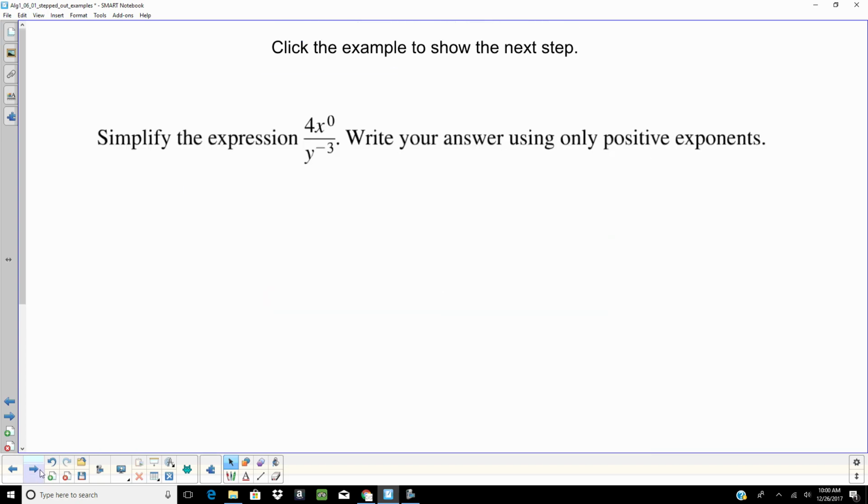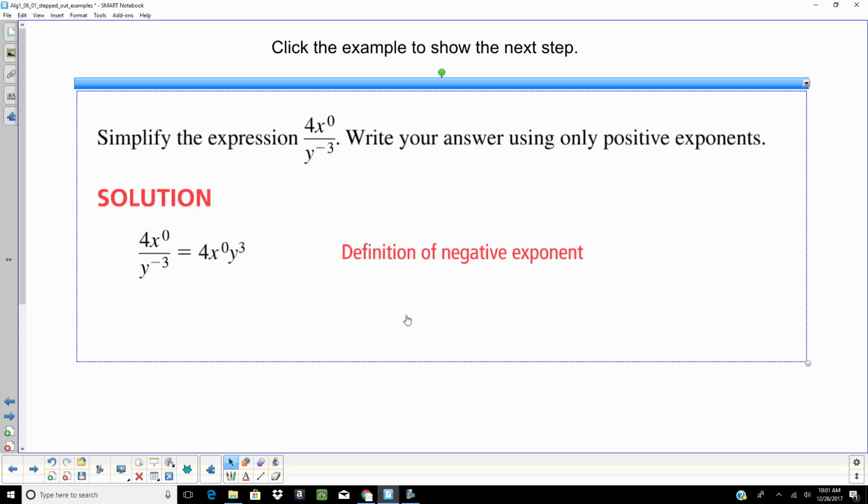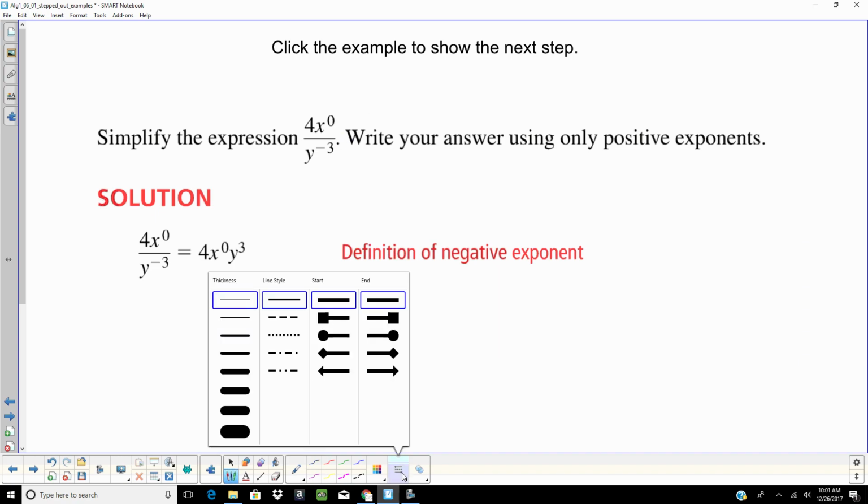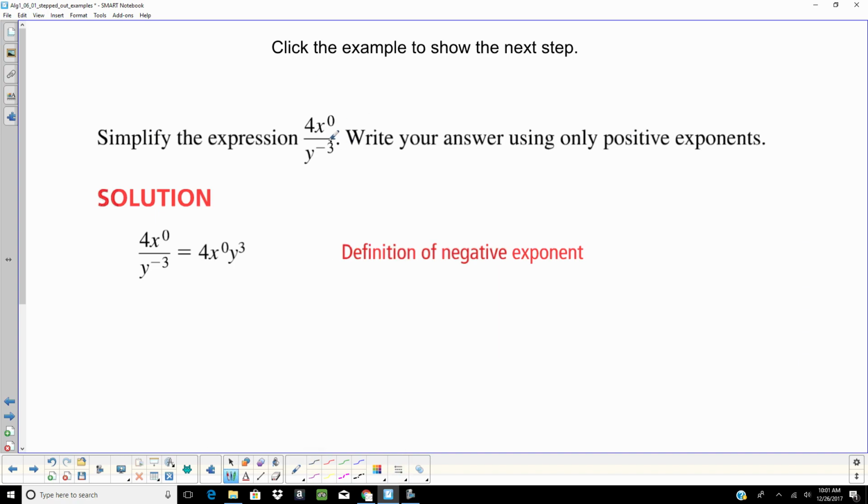So let's do one where we kind of combine a few things. Here we have 4x to the 0 over y to the negative 3. First thing we're dealing with is that negative exponent, because we really don't like those negative exponents. So what I'm going to do is I'm going to take that y to the negative 3, and it's going to change locations. We're moving it upstairs. Because it's already down in the basement, it's going upstairs, and when it moves, it changes signs.